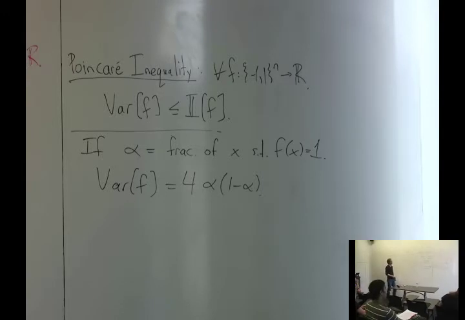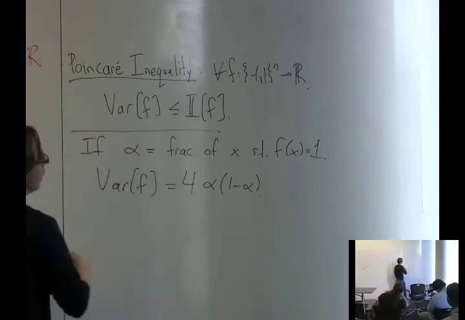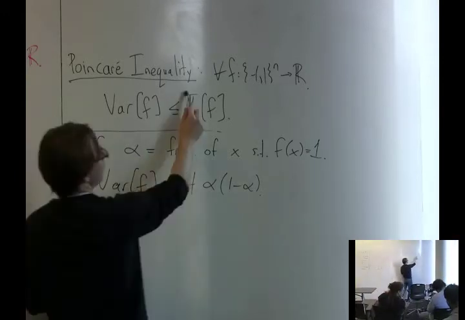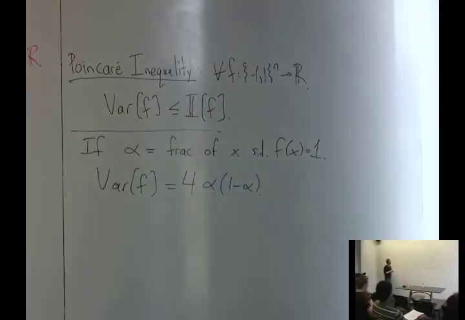Okay, so in particular, this gives a kind of isoperimetric inequality. It says if you look at subsets of the cube of a fixed fractional volume alpha, then you have a lower bound on the fraction of edges in the cube that are on its boundary. It's at least 4 alpha 1 minus alpha. And when is this tight? When is the Poincare inequality tight?